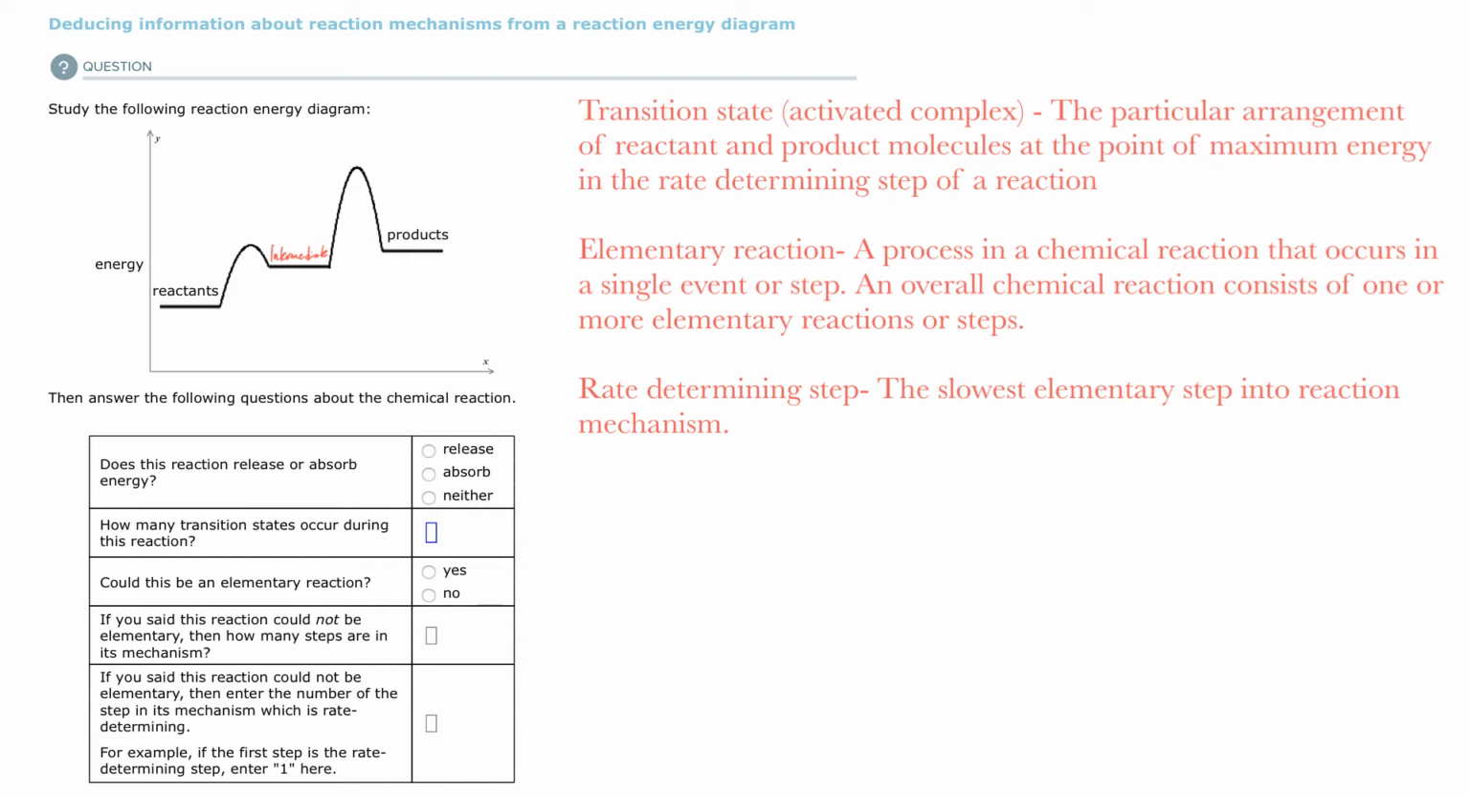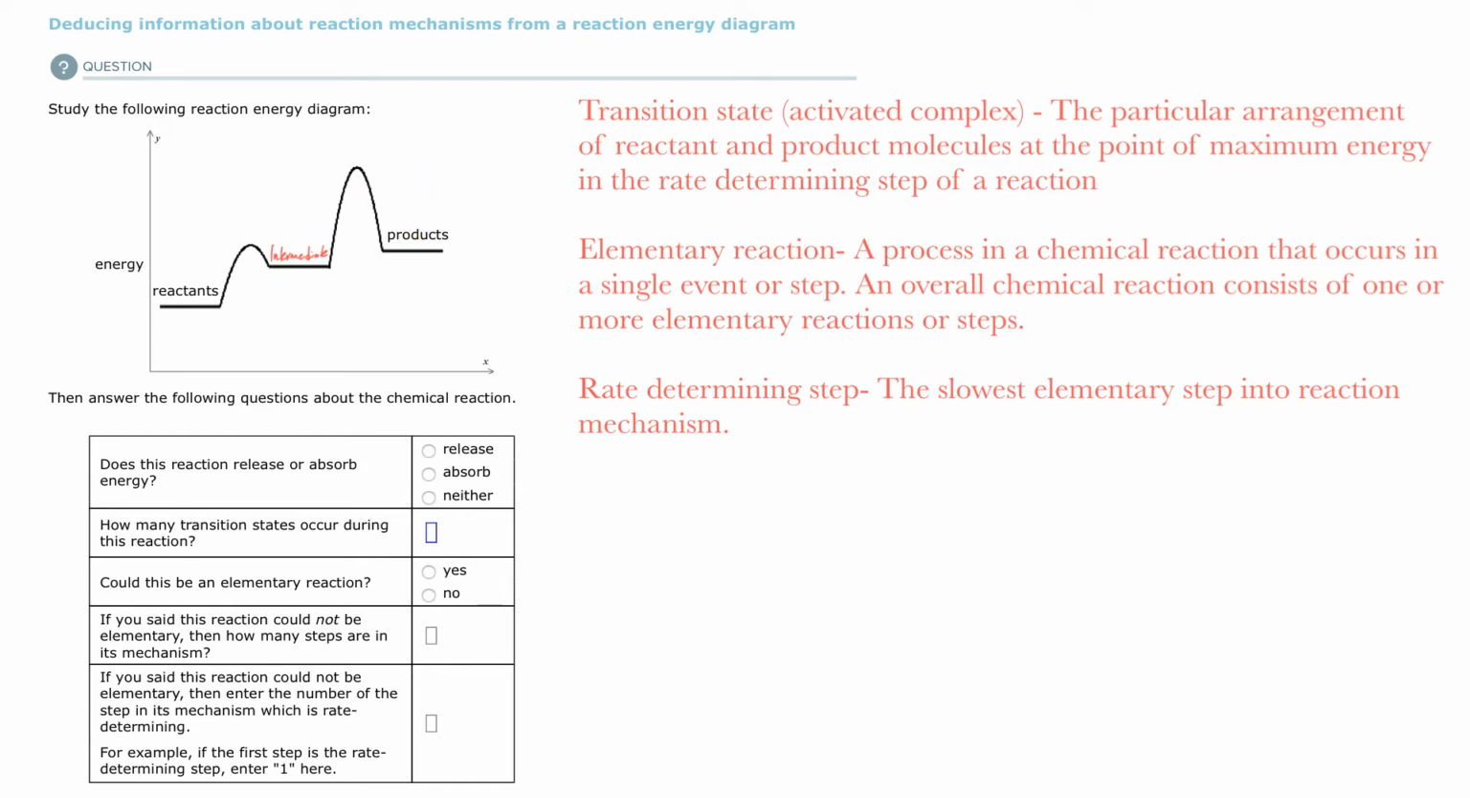The second idea here is an elementary reaction, which is like a single step. If you can go from reactants to products in one shot, that's called an elementary reaction. It's a process in a chemical reaction that occurs in a single step. An overall chemical reaction consists of one or more elementary steps. So if this is making one thing, that would be an elementary reaction. If this is taking the intermediates and making something, this is an elementary step. And then the overall equation, the overall reaction, would be the combination of these two elementary steps.